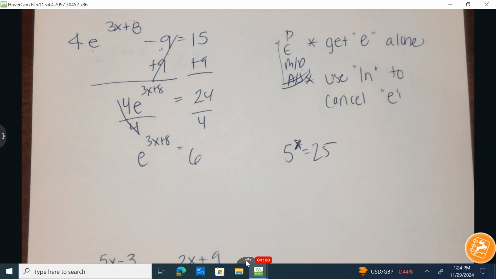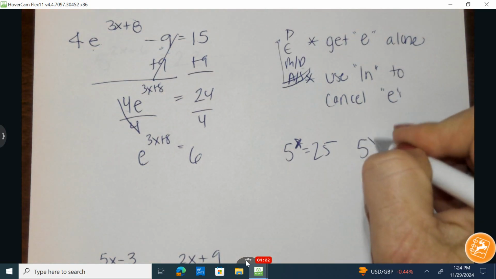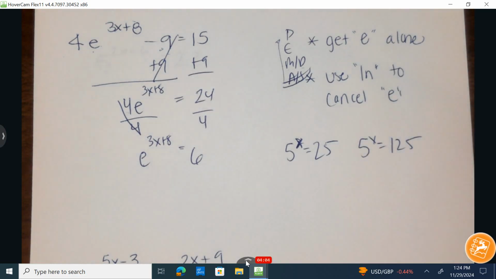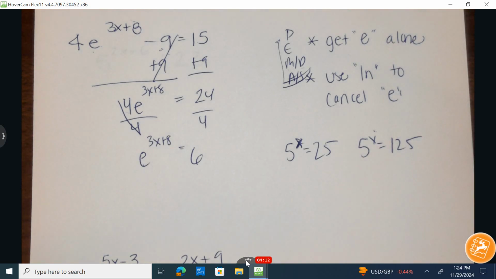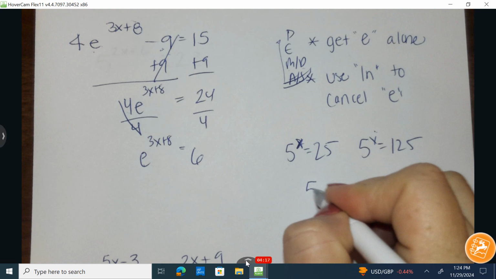I know 5 squared equals 25. Or maybe I give you something similar. Here I have a variable in an exponent position. So I know in this position where x is in the top portion here, in the power position, I can go, okay, 5 to what power equals 125? It's 3. But what if I just gave you this?